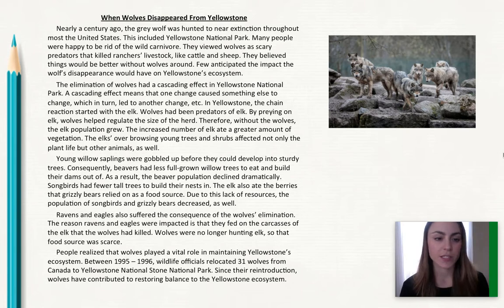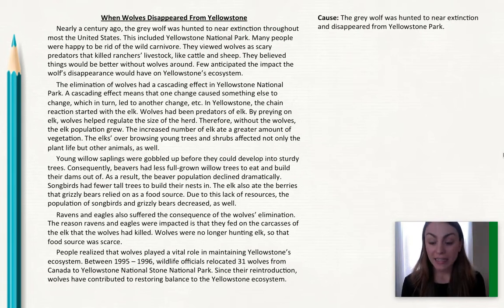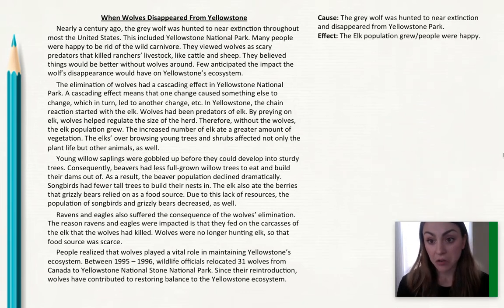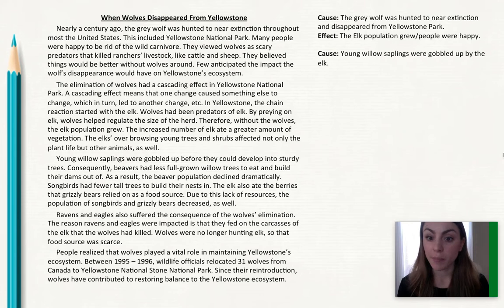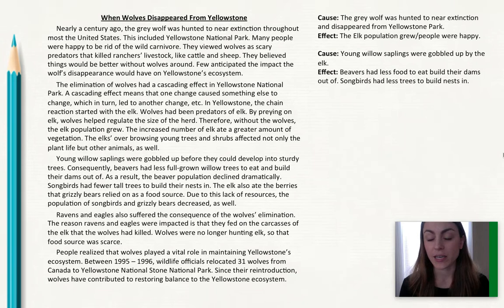So as we look throughout this text, if we were asked how did the author organize this text, it is clear that it is cause and effect. However, there are many causes and also many effects with an overarching cause. The gray wolf was hunted to near extinction and disappeared from Yellowstone National Park. That is a cause, and the effect is the elk population grew and people ended up being happy for a time. Another cause could be young willow saplings were gobbled up by the elk, and beavers had less food to eat and build their dams out of.